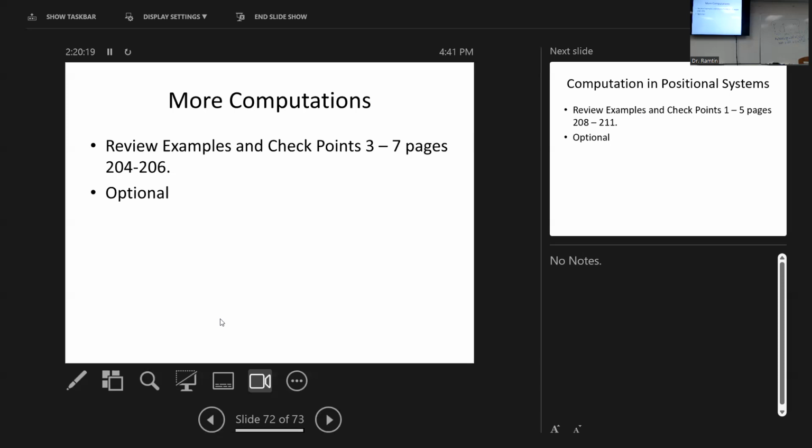So you write the digits EC7: 7 is 7, C is 12, E is 14. Then the base is 16. So you write the base, and remember the first one always becomes 16 to the power of 0. 16 to the power of 1 for the second position, and 16 to the power of 2 for the third position. And again, you do the multiplication, and you get 3,783.